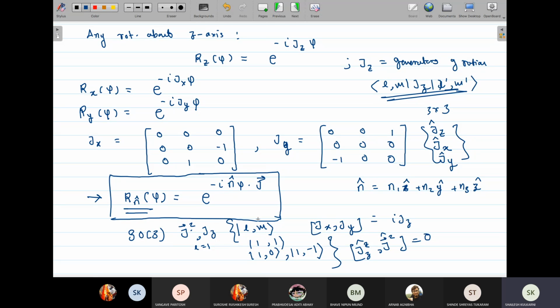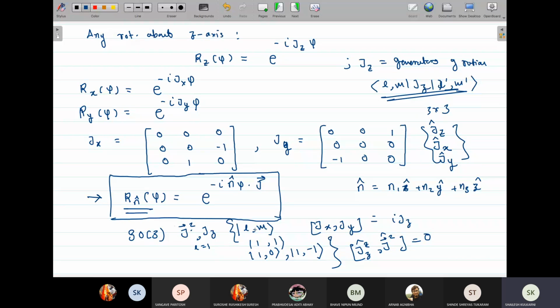But now you can ask what is the matrix for l equal to 0. For l equal to 0, what is your state space? m equal to 0. So it is just a one-dimensional state space. So it will be just a number. There is nothing basically, actually. Angular momentum is 0. l equal to 0 state.